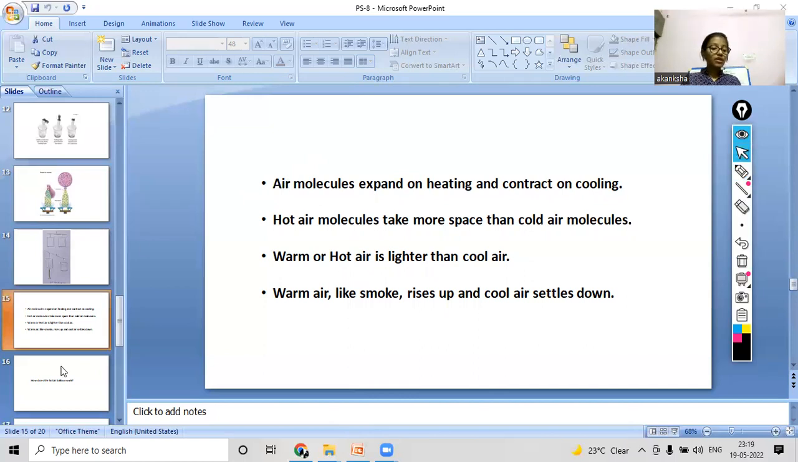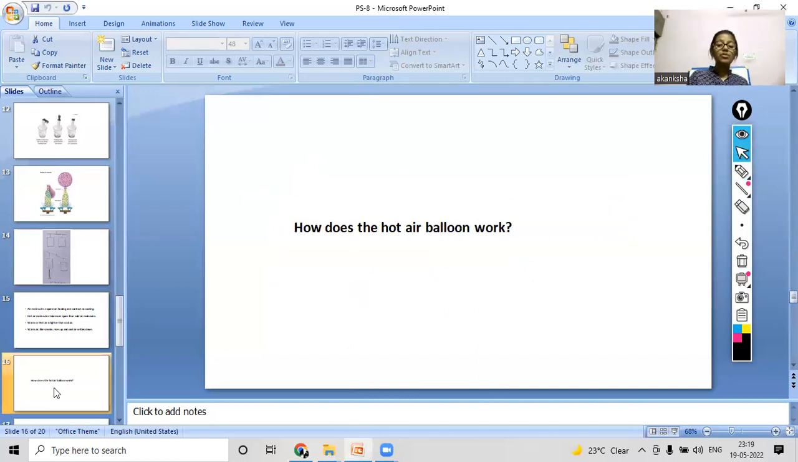So now we will move ahead and come to our curiosity question. How does the hot air balloon work? The last line that we just discussed will help you in identifying the answer to this question. You can write your answers in the chat box. I will give you 5 seconds and then we will discuss. Okay, I can see the right responses.